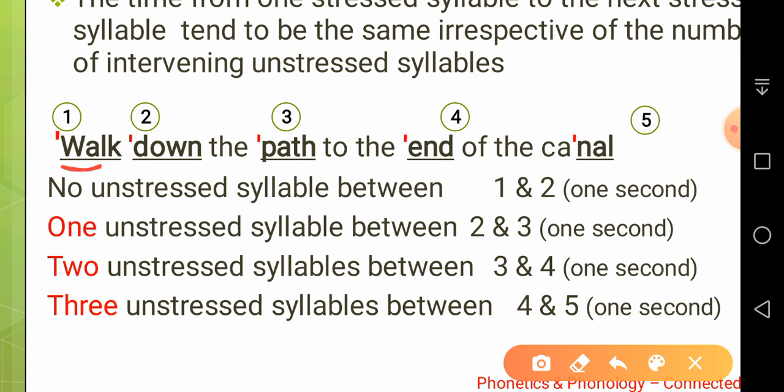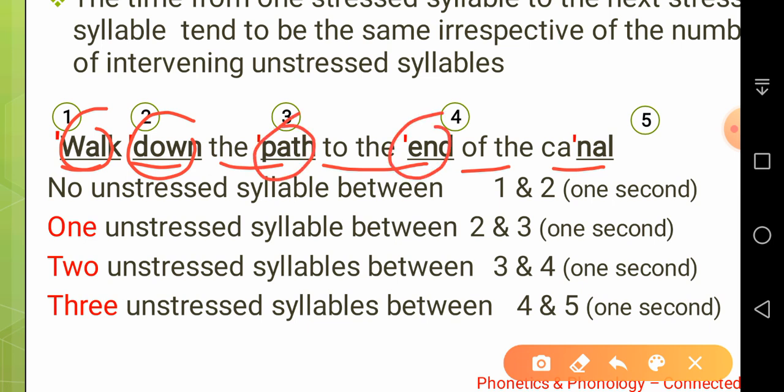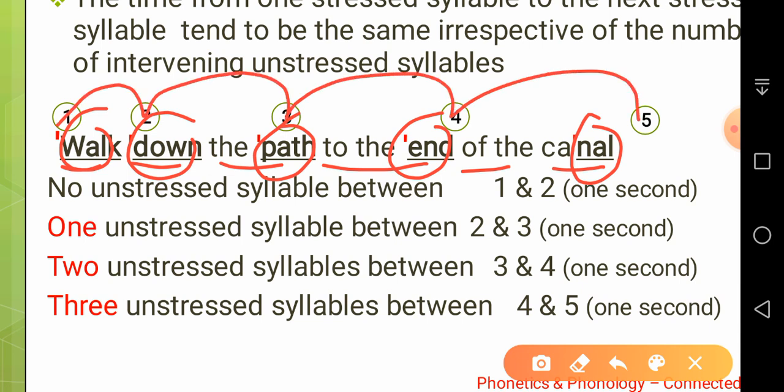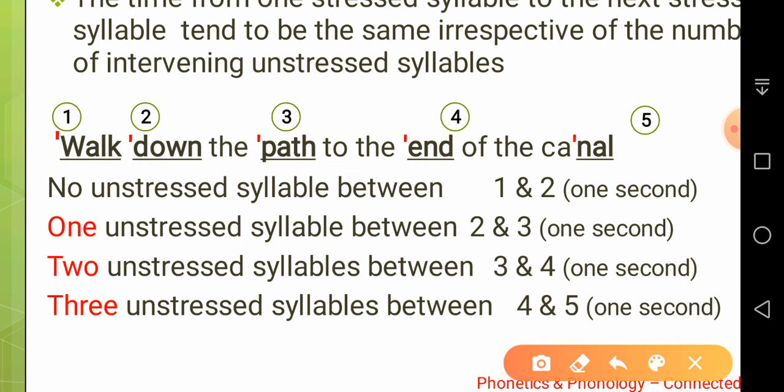See this sentence. Let me read it at a slower pace without any rhythmic notion. Walk down the path to the end of the canal. Now I have shown the stressed syllables in bold face. These are the stressed syllables, and there are 5 stressed syllables as you can see on the screen. The remaining are unstressed: this one, these two, and these three.